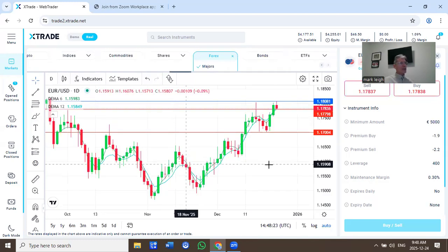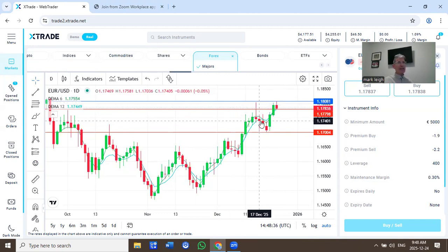Euro US. Red candlestick, selling euro, buying US. That's US dollar strength against the euro. I've got resistance at 118.08. I've got support at 117.79. Sellers will be looking to test this support level. They're sitting at the support level for now.